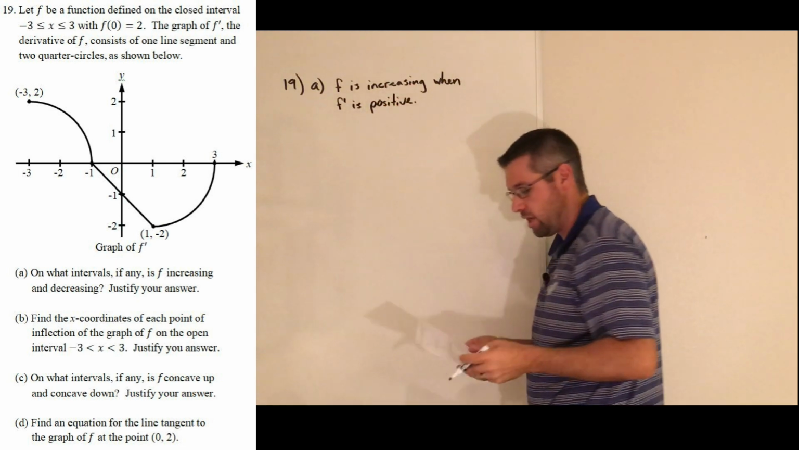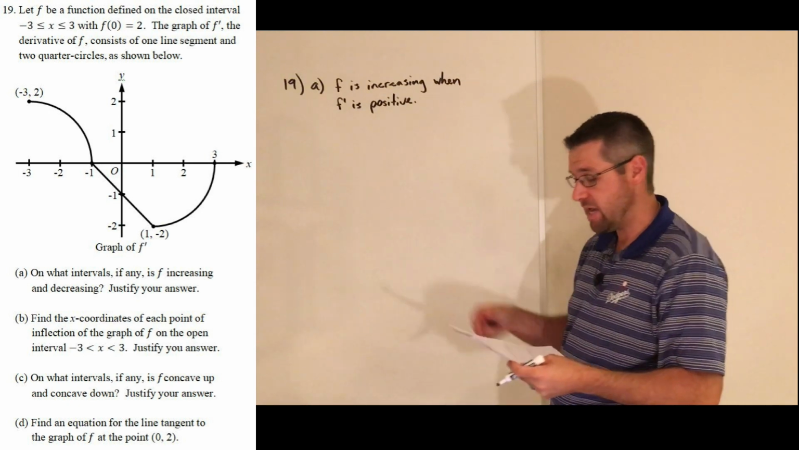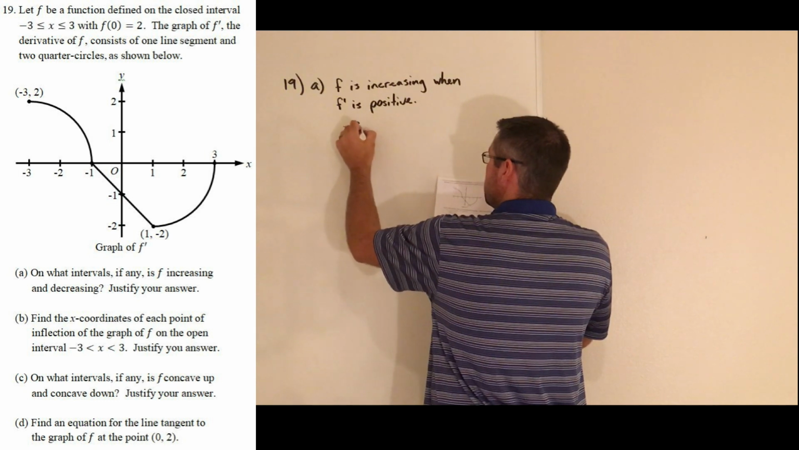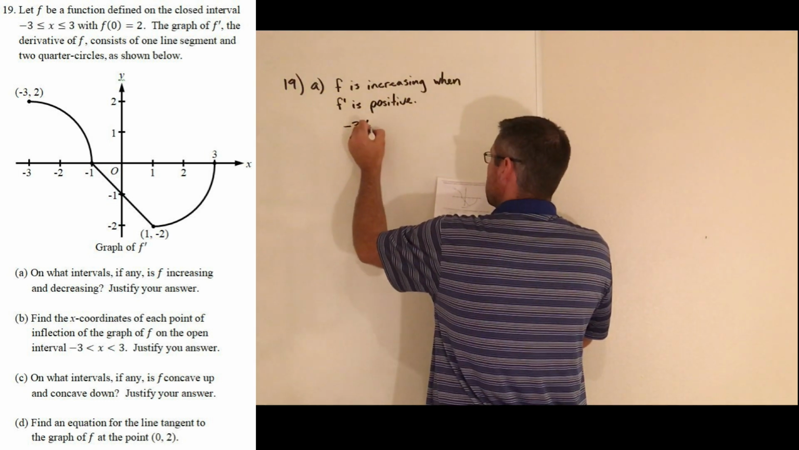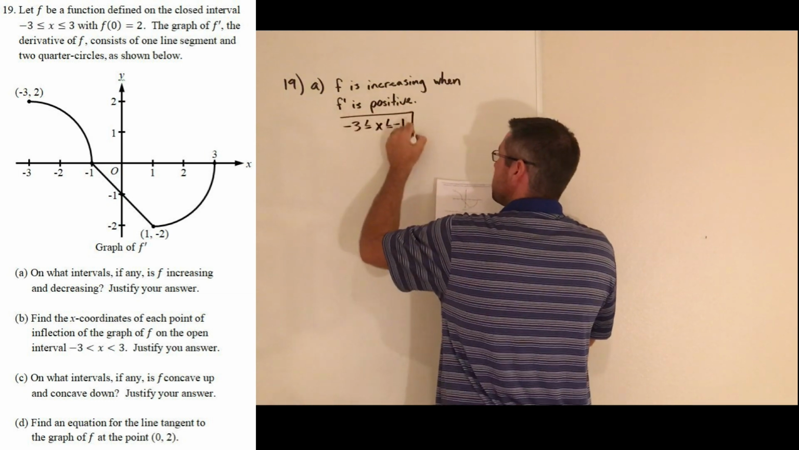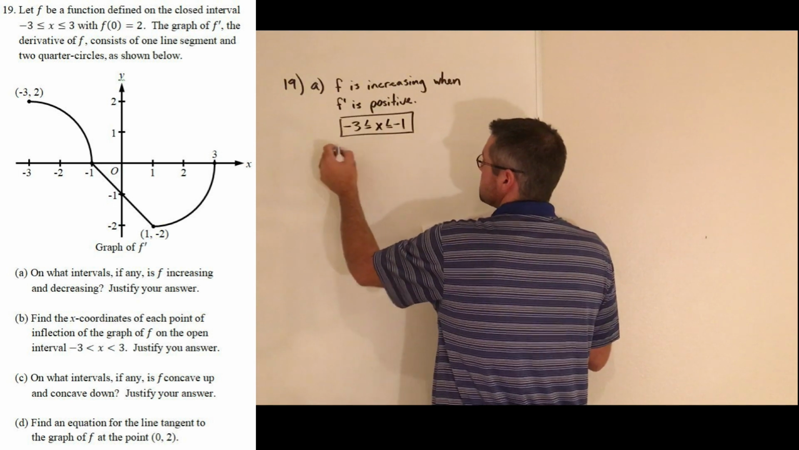And so we're looking at the f prime graph. We see that f prime is positive when it's above the x-axis. So we can say, therefore, from -3 is less than or equal to x is less than or equal to -1. So that's the first part there. And then it also wants to know when we're decreasing. So we're going to justify that as well.